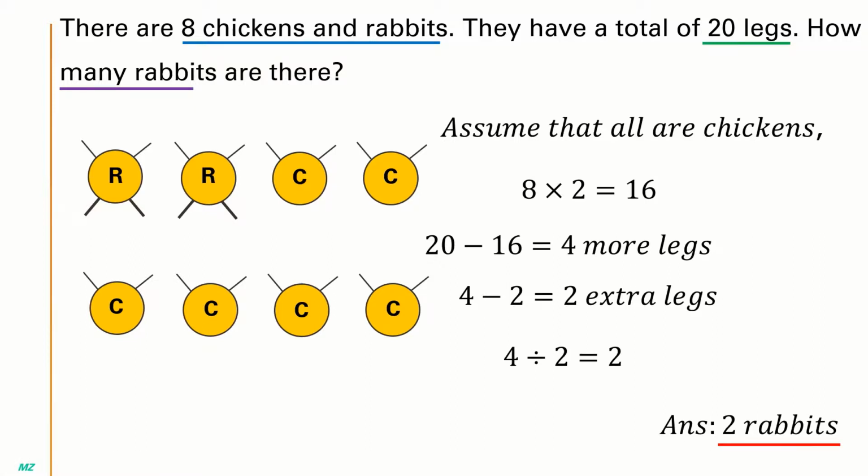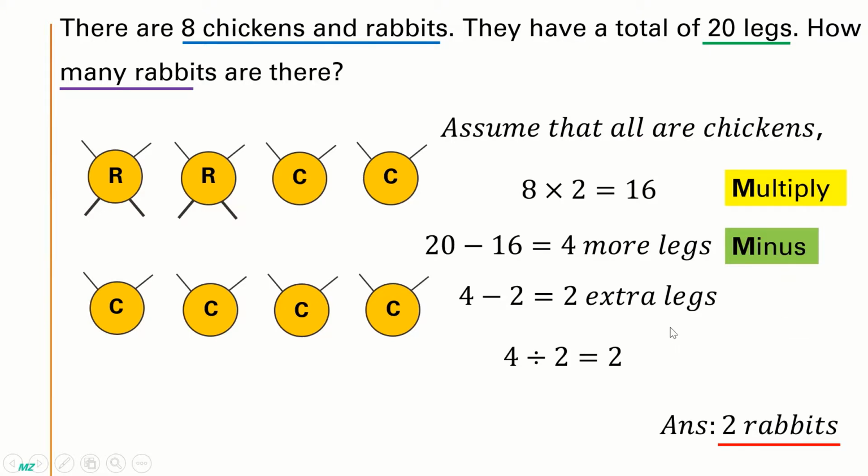Alright, let's review the steps that we have taken. The first step, we take 8 multiplied by 2: 8 animals multiplied by 2 legs each, there will be 16 legs. So the first step is to multiply. The second step, we take the 20 legs given by the question minus the 16 legs that we assumed from the number of chickens. We assume all of them are chickens, the 8 animals are chickens, so we need 4 more legs. So we take 20 minus 16. The second step will be minus.